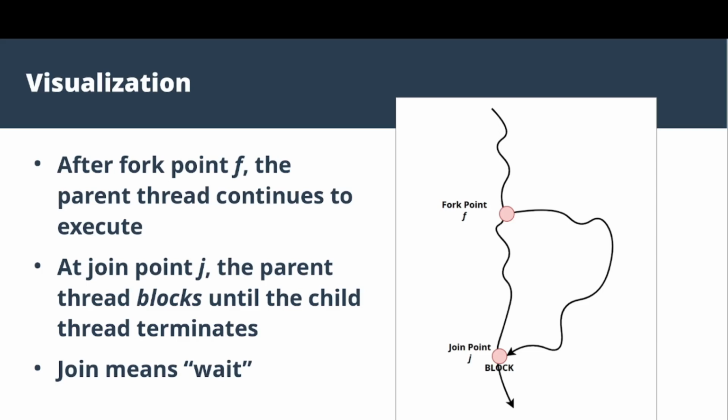At some point in time, it gets to this join point J toward the bottom. And you see here we have the word block. This is because at join point J, the parent is going to block until the child thread terminates. Here, join really means wait.